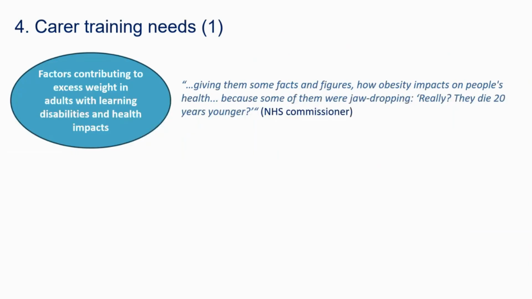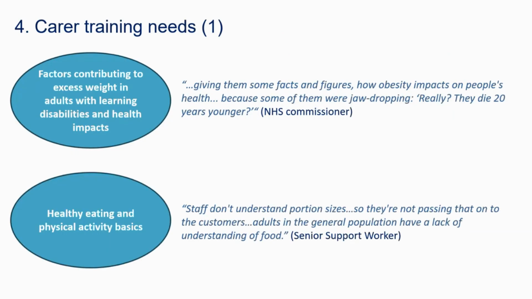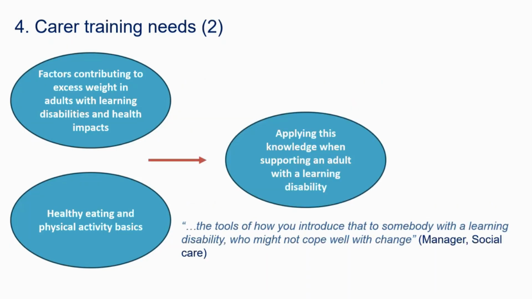Next slide, please. So there were 3 key areas that were highlighted in terms of the training needs. Firstly, it was felt to be important to start off by presenting some simple facts and figures about the health inequalities in people with learning disabilities and just how obesity impacts on health, because it was felt that this actually wasn't well known. And secondly, the basics of healthy eating and physical activity. Again, it was felt that the carer population, and in fact the general population, don't have a great understanding of these basics, and so this then doesn't get passed on to the people who are being cared for. Next slide, please. And then finally, drawing both of these areas together to think about how to apply this knowledge when supporting a person with a learning disability.